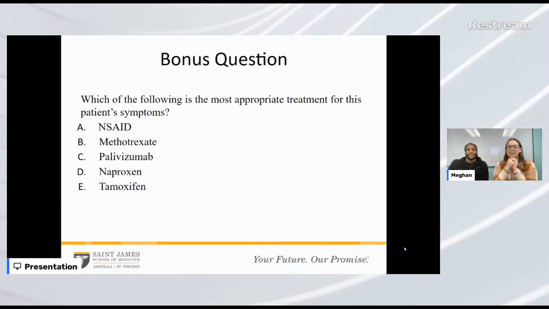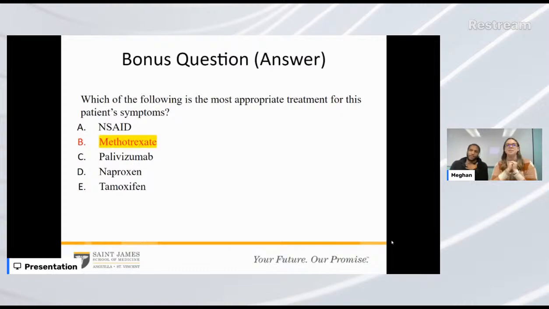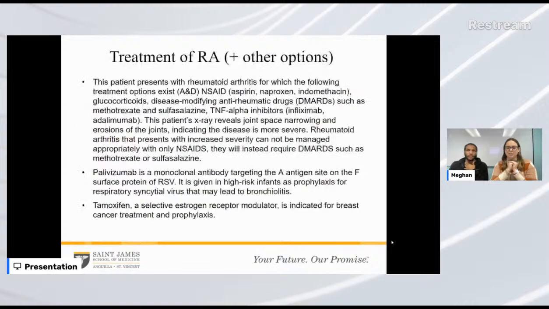So I think we've given enough time on this question. It was mentioned in the chat, so we do want to give this person a DMARD. So the answer is going to be B, methotrexate. We already know that it's rheumatoid arthritis from the previous part of the question. NSAIDs are a good treatment for rheumatoid arthritis when it's earlier on, and are good to help with symptoms and help prevent some inflammation.